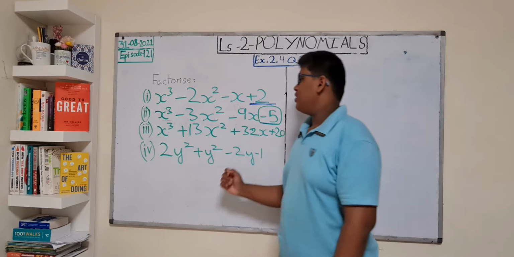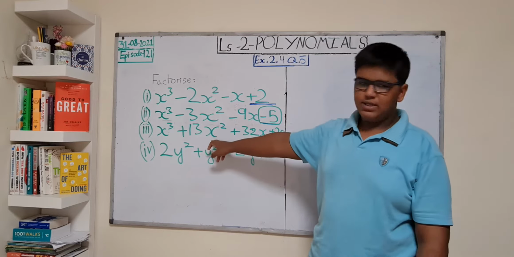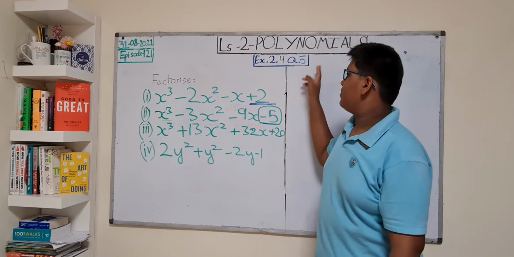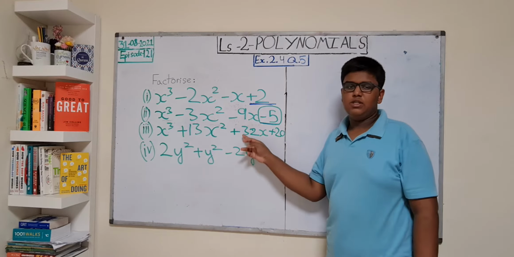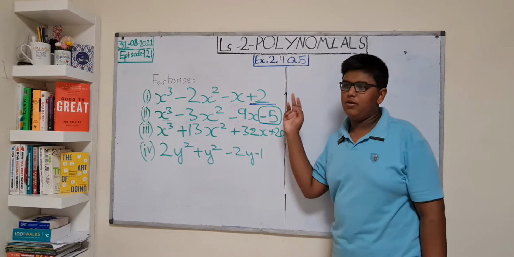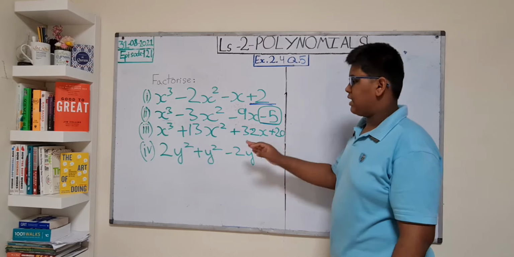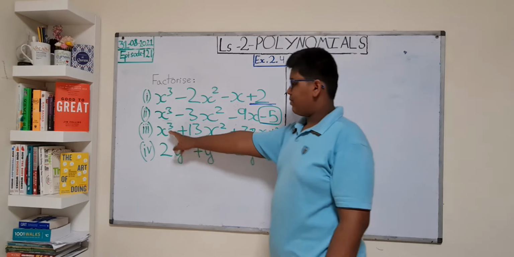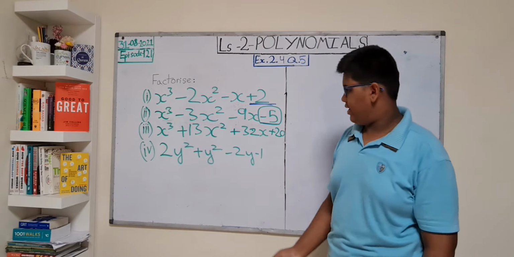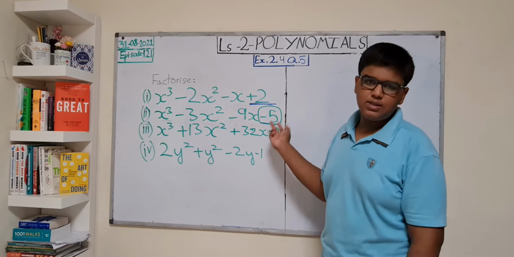In this video, we will be solving the third question of question number 5 from exercise 2.4. Now, this is the last question of exercise 2.4. So, we will do the second last question, that is the third question. And the question is x cube plus 13x squared plus 32x plus 20.